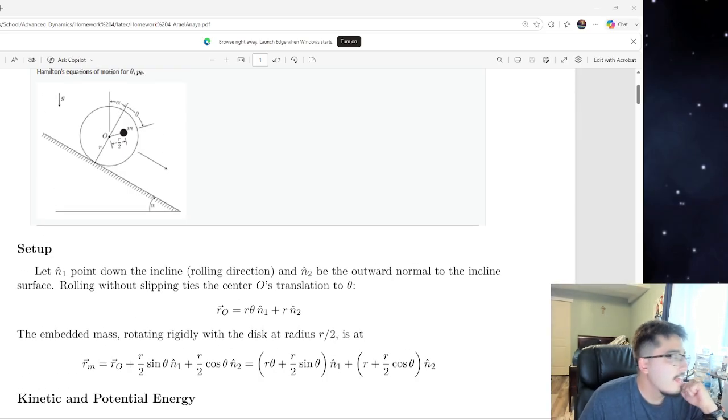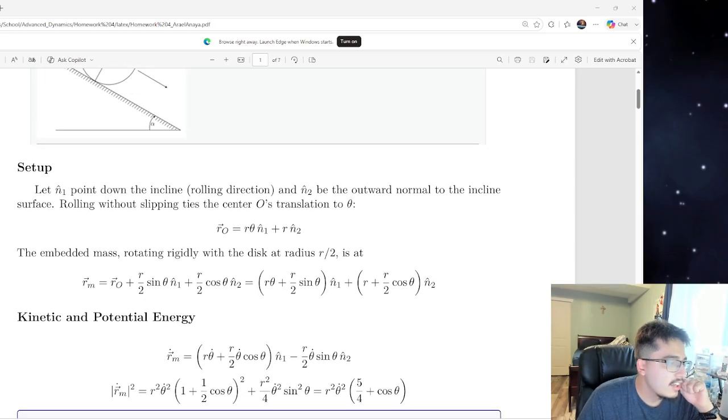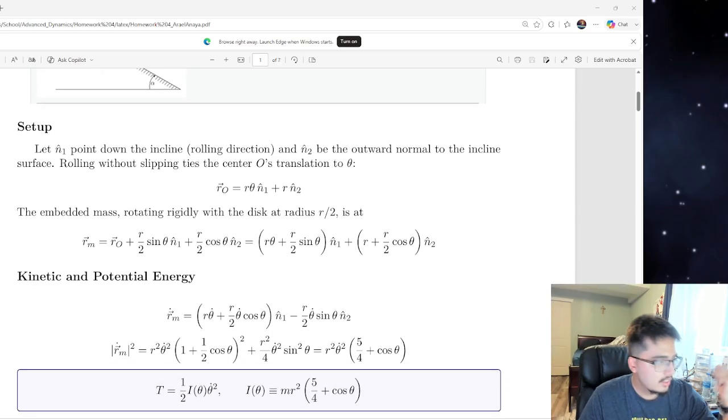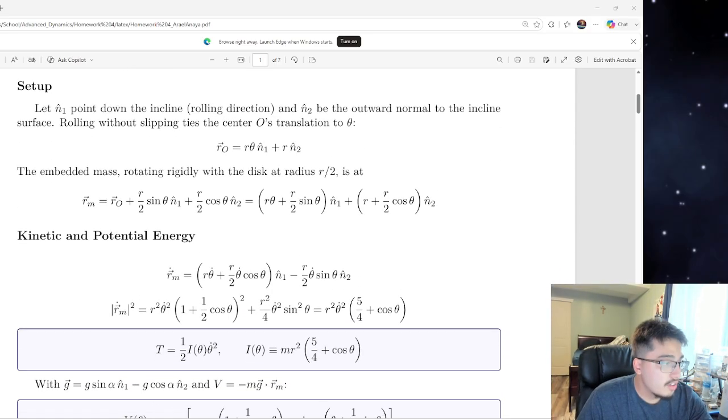Then to get from the center of the disk over to our mass m, we have to take this RO vector and add the n1 and n2 components, which I found through trigonometry, knowing that this is r over 2 at an angle theta. That ends up giving us a sine theta and a cosine theta for the n1 and n2 components from O to m. If you add those together, you get the full vector of m from our inertial reference frame.